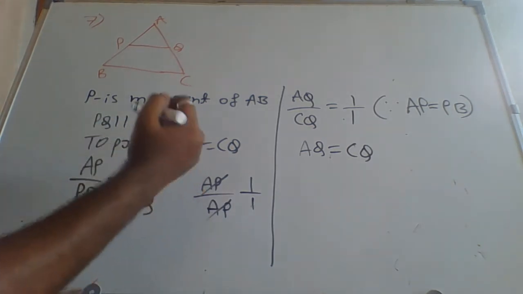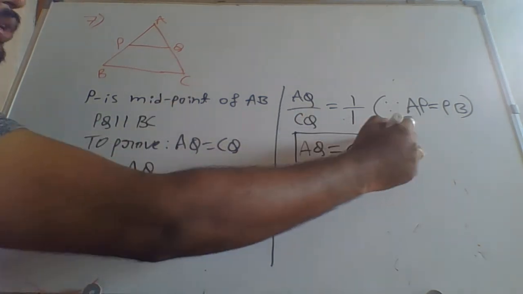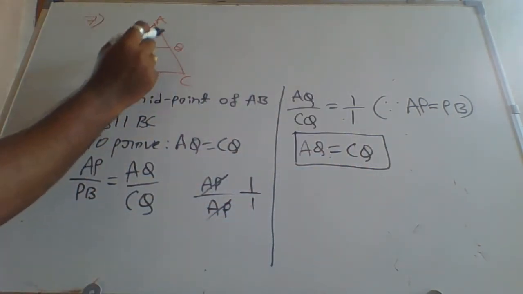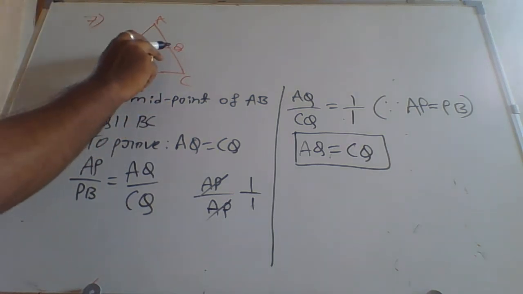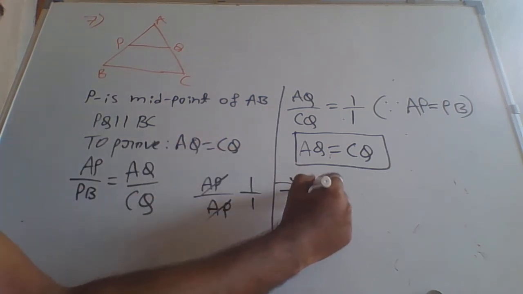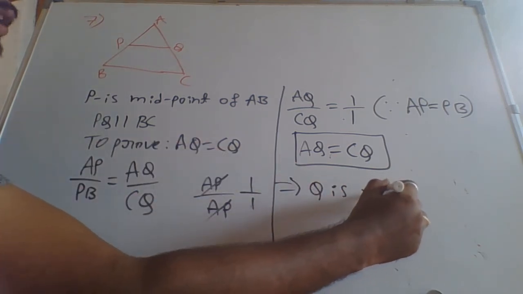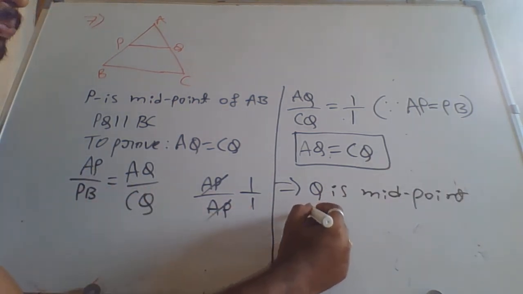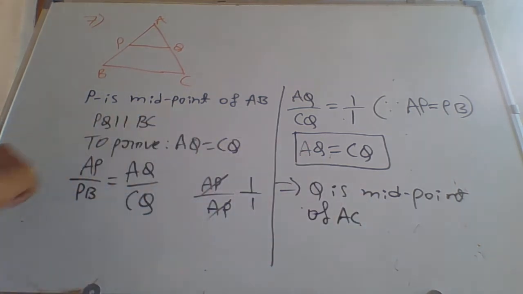What we have to prove here? AQ is equal to CQ. Now we proved AQ is equal to CQ. This means Q is also the midpoint of line AC. So we proved AQ is equal to CQ. So this is the 7th problem. Next I will move to the 8th problem.